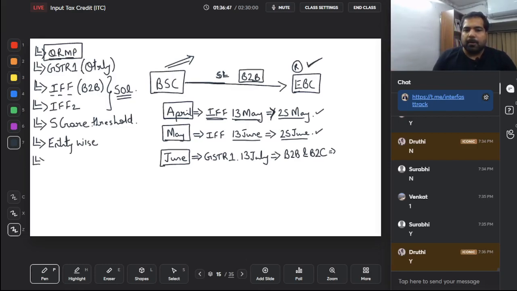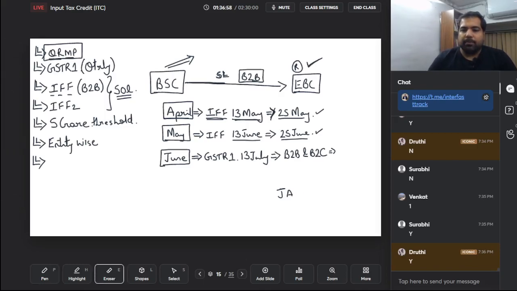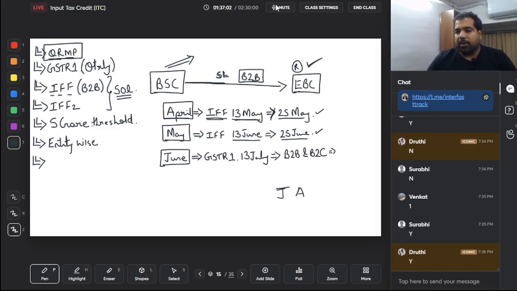Next, when do I need to choose this? So let's say I'm in the quarter July, August, September. When do I have to opt for this scheme? The shortcut is 12L1. What does this mean? The first month, the first day of the second month in the previous quarter.